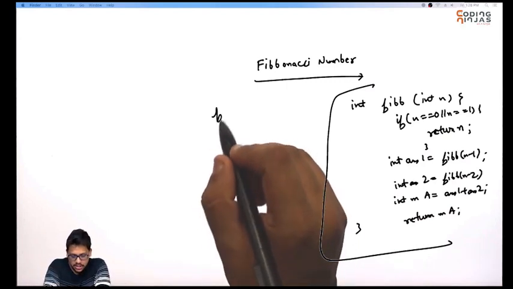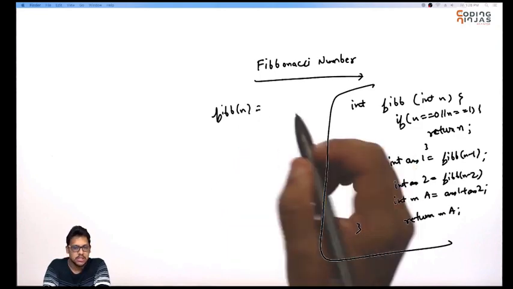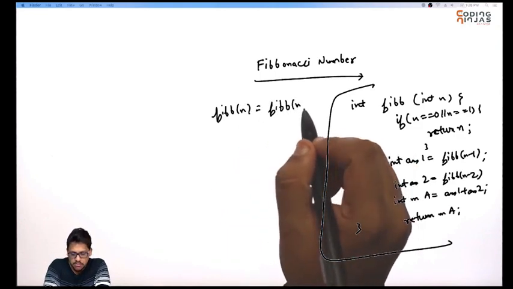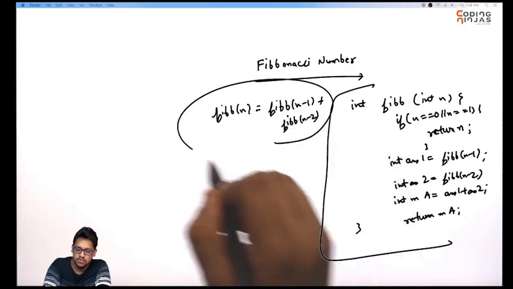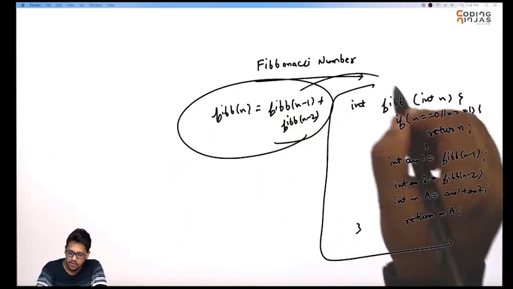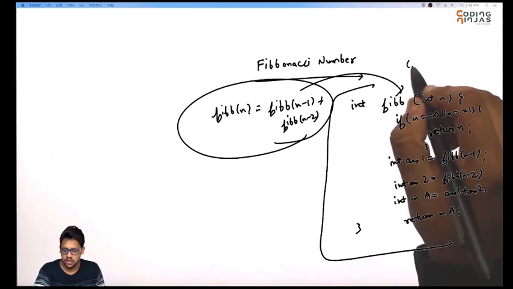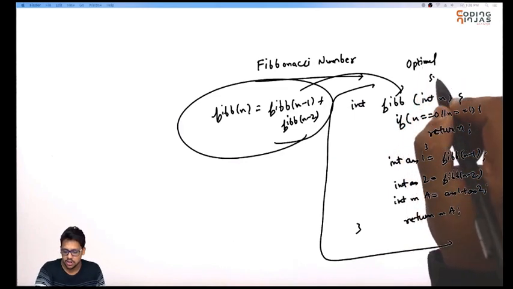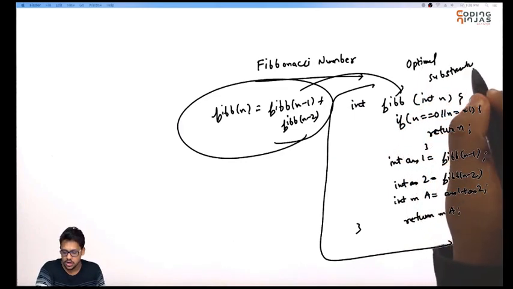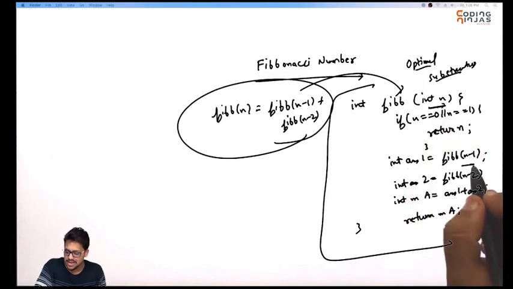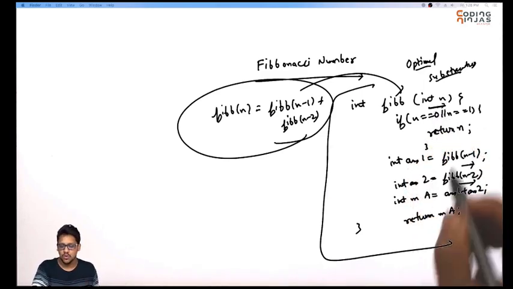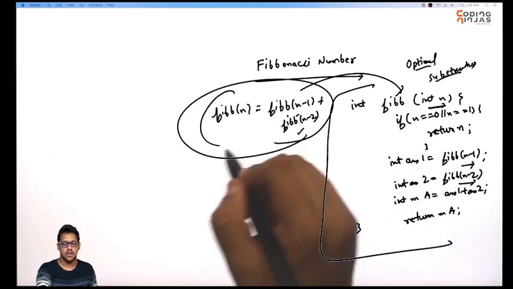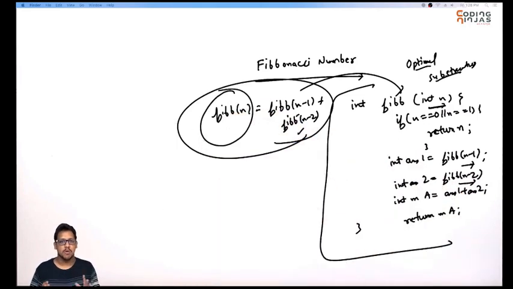So whatever your recursive solution, that is your optimal substructure, that your nth Fibonacci number depends on the n minus 1th Fibonacci number and the n minus 2th Fibonacci number, and that you have applied through recursion. This is called the optimal substructure property. If you know the answer of this and this, you know the answer of this. Okay, so your problem depends on smaller subproblems.